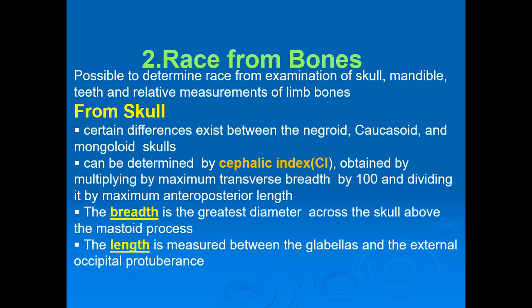Now I come to how to determine race from bones, when only a skeleton is there. So the following bones help: skull, mandible, teeth and limb bones. The skull is most important.